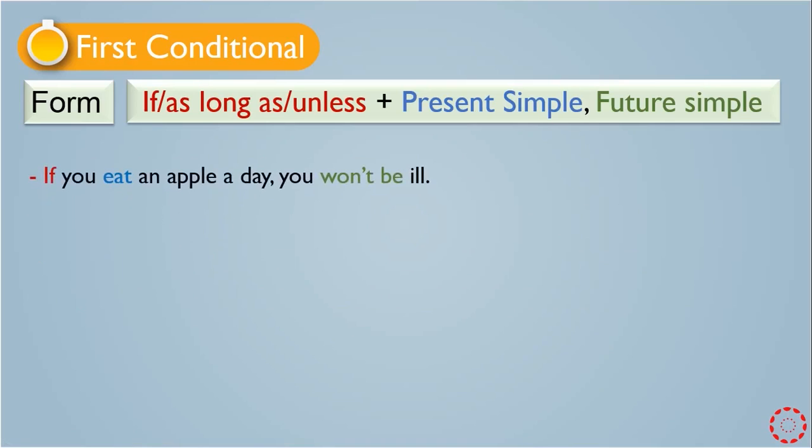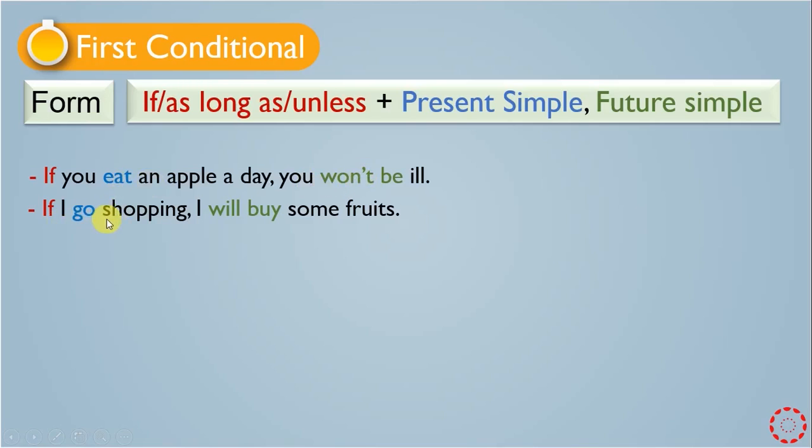Let me show you some examples. If you eat an apple, this is the positive sentence. You will not be, or you won't be ill. This is the negative. And another example, if I go shopping, I will buy some fruits. So look at these two examples: the first sentence can be positive and the second one can be negative, I mean the future simple.